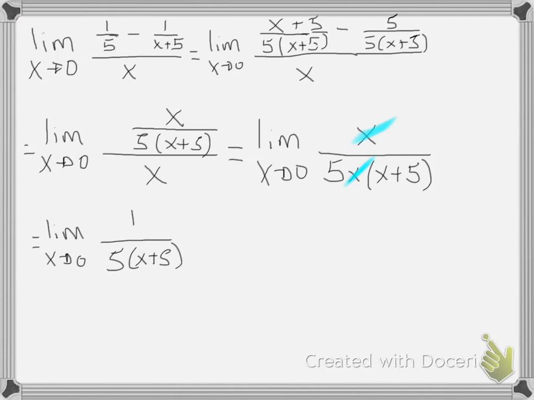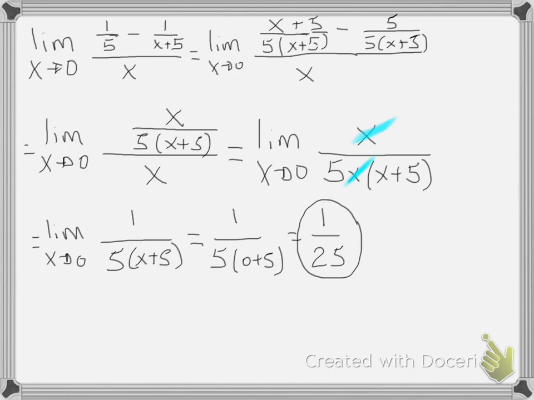Now we can go ahead and plug in the 0. I know I'm not going to get 0 divided by 0 because my numerator is just a 1 now, so my numerator is going to stay a 1. So now when I write this, I don't worry about writing the word limit because I'm actually evaluating the limit this time. When I plug 0 in, I get 1 over 5 times 0 plus 5, which works out to be 1/25. That is the limit as x approaches 0 of my original function, 1/5 minus 1 over x plus 5, all over x.